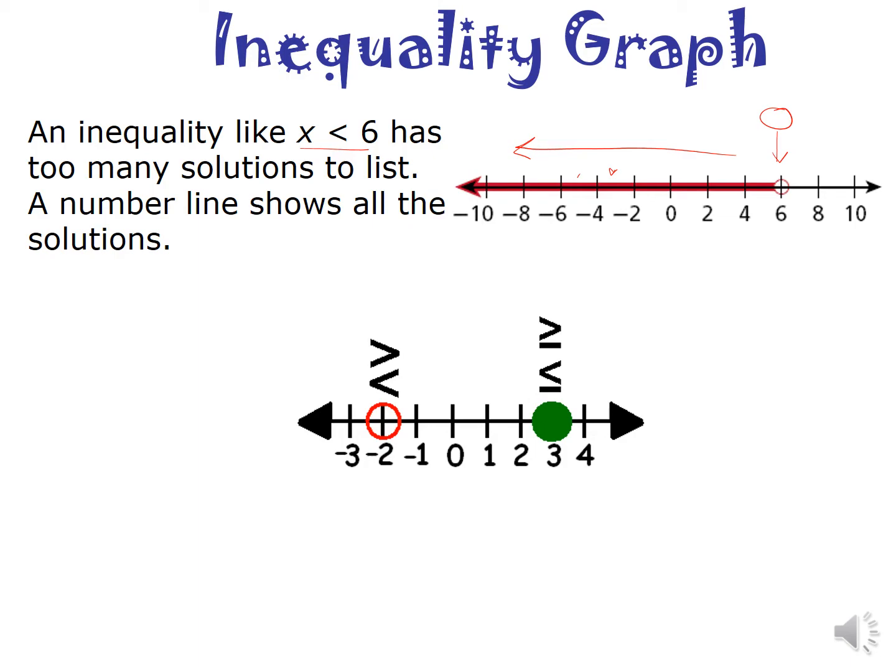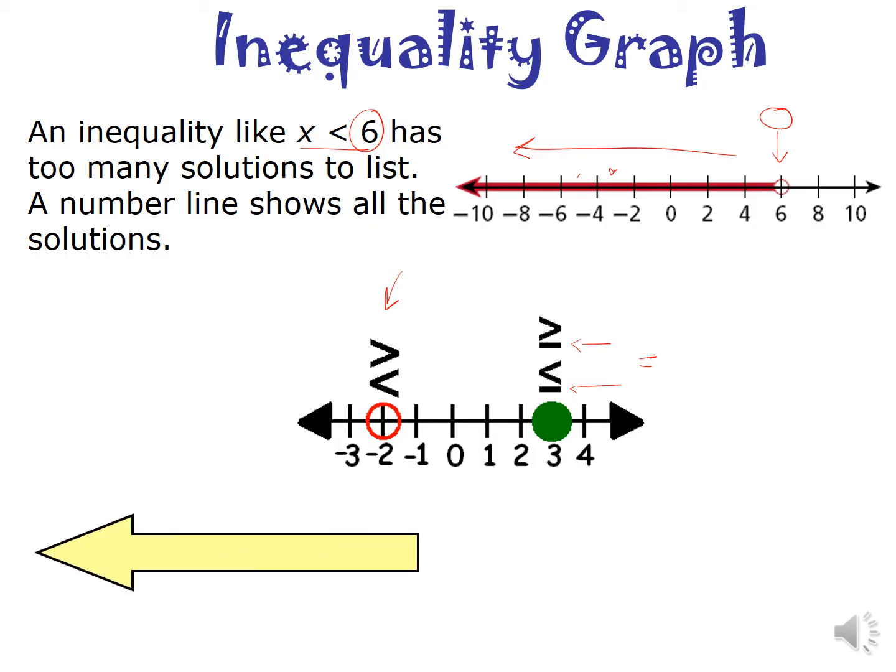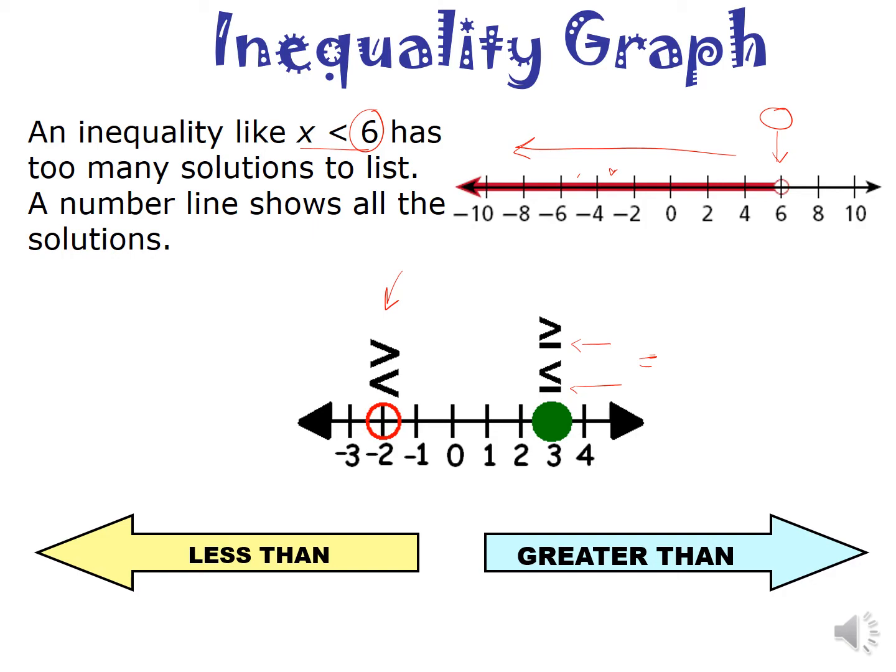When I'm drawing it, remember, and I pointed this out, if it's just a plain less than or greater than symbol, you use an open circle because it means that that number is not included in your solution set. However, if you have this symbol, the equal sign, it means that the number is also included in your solution set. When your arrow goes to the left, it means that everything is less than. When your arrow goes to the right, it means everything greater than.